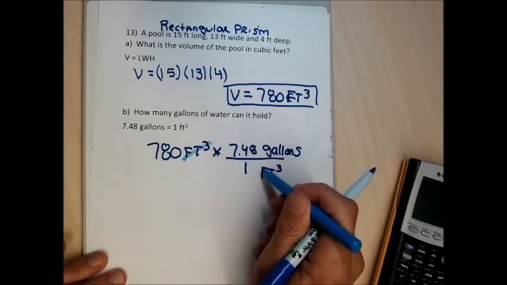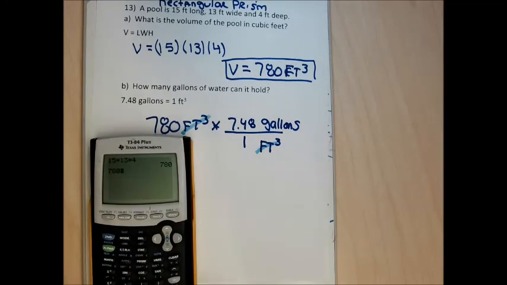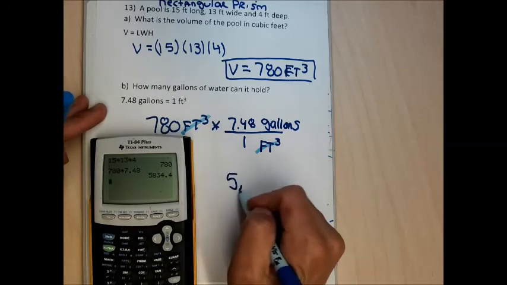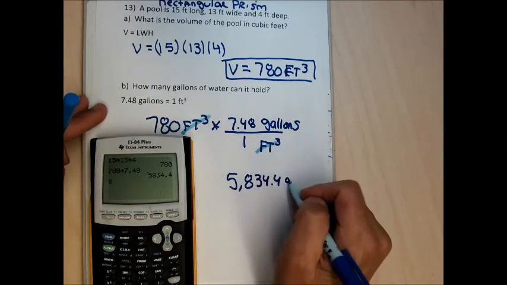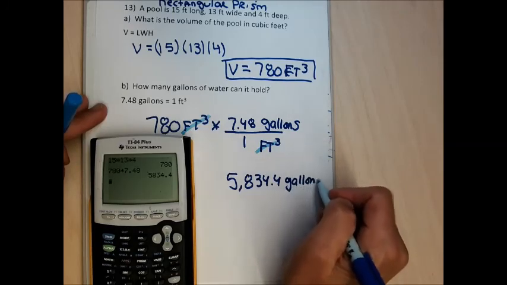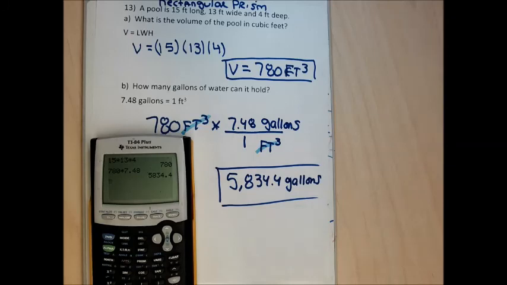I'm going to cancel the cubic feet, and I'm just going to multiply the 780 times the 7.48 to get the number part of my answer, which is 5,834.4, and then the units that are left are gallons. So the answer to part B, how many gallons does this pool hold, 5,834.4 would be perfect.